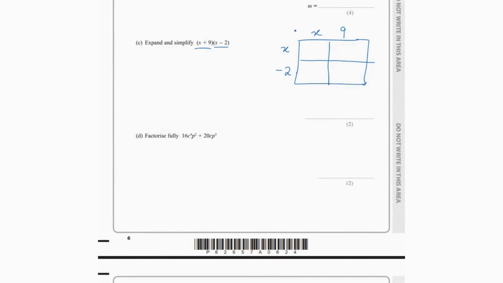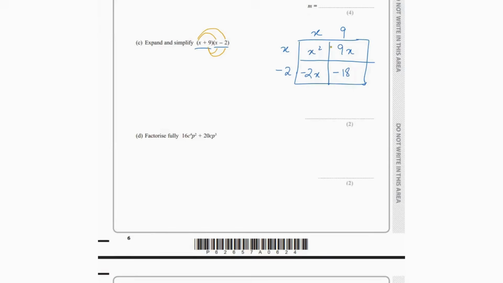Then what you're going to do is you're going to multiply the numbers that are in the row and column. So x times x, x squared. X times 9, 9x. X times -2, -2x. -2 times 9, -18. So this is an easy way of expanding brackets if you struggle with the rainbow method, which is like x times x, x times -2, then 9 times x and 9 times -2. You can use either of the methods, whichever you think are easy to understand for you.